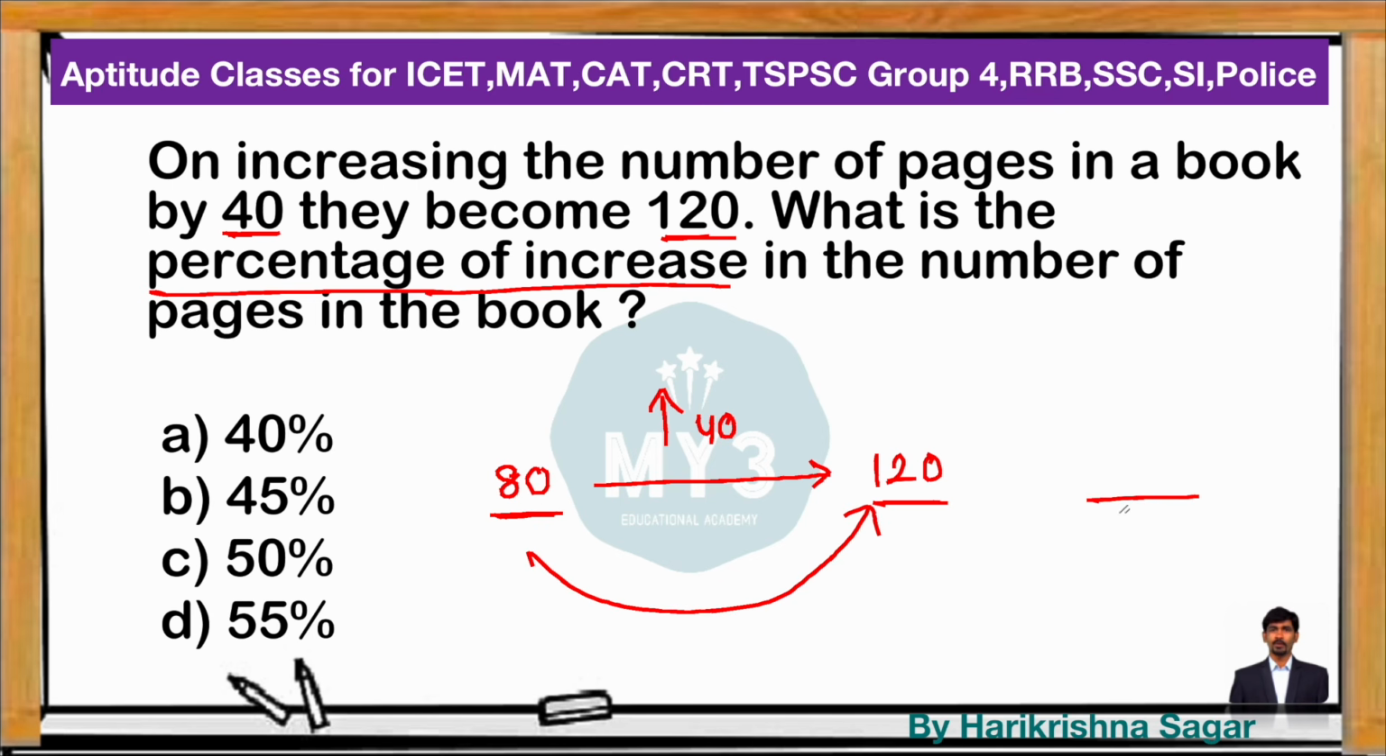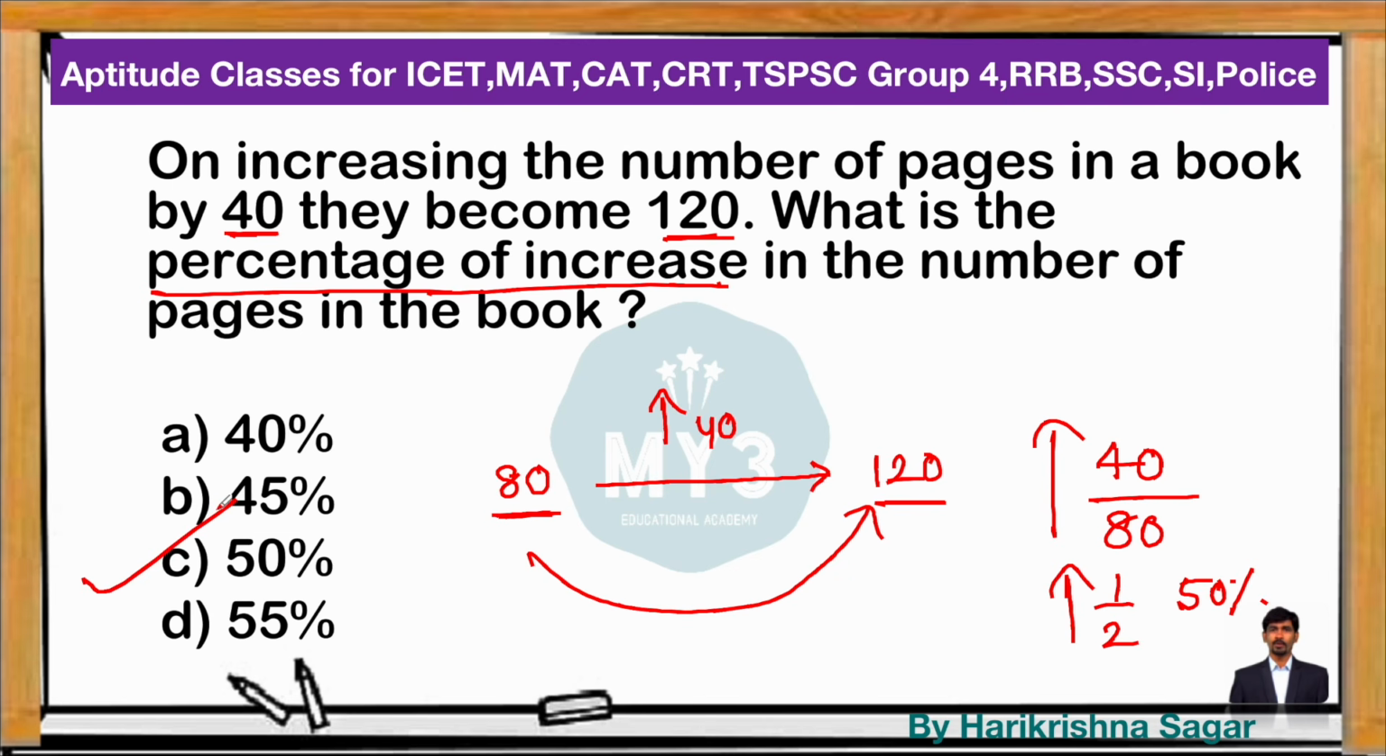That means we can say on top of 80, there is an increase of 40. It is giving a result as 1 by 2. Mark your answer choice as 50 percentage, which is available as C.